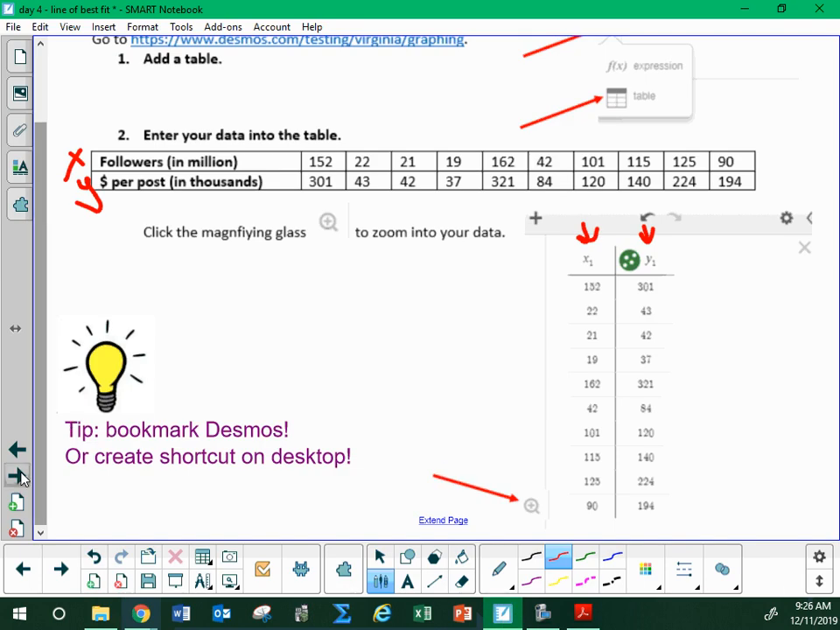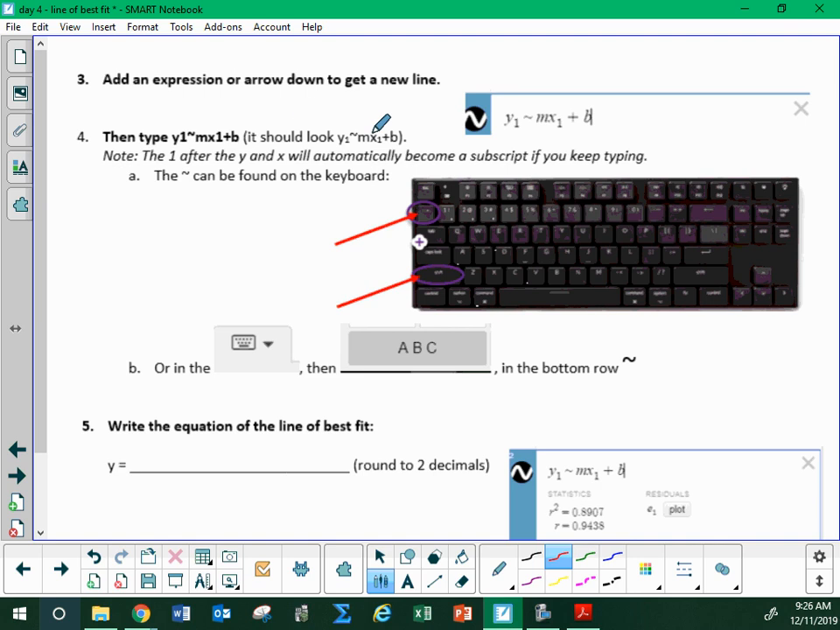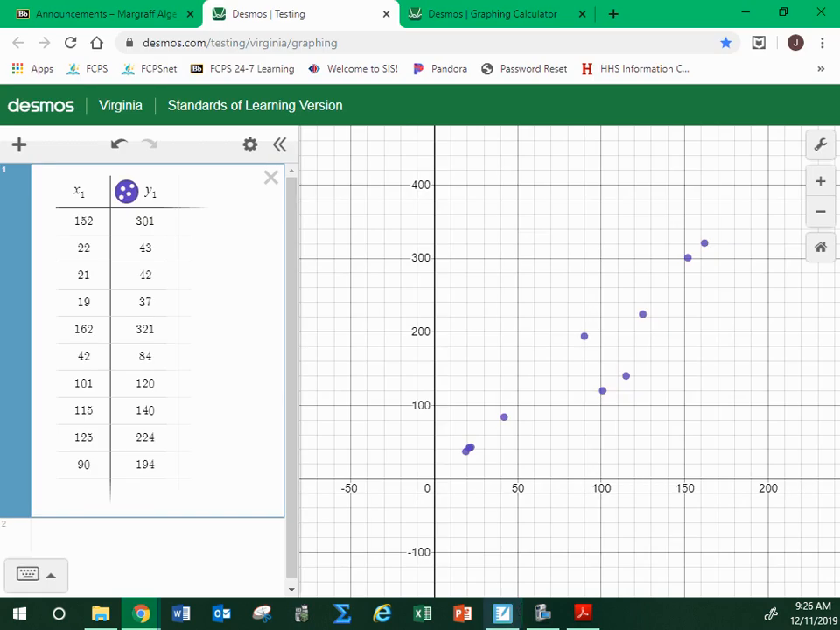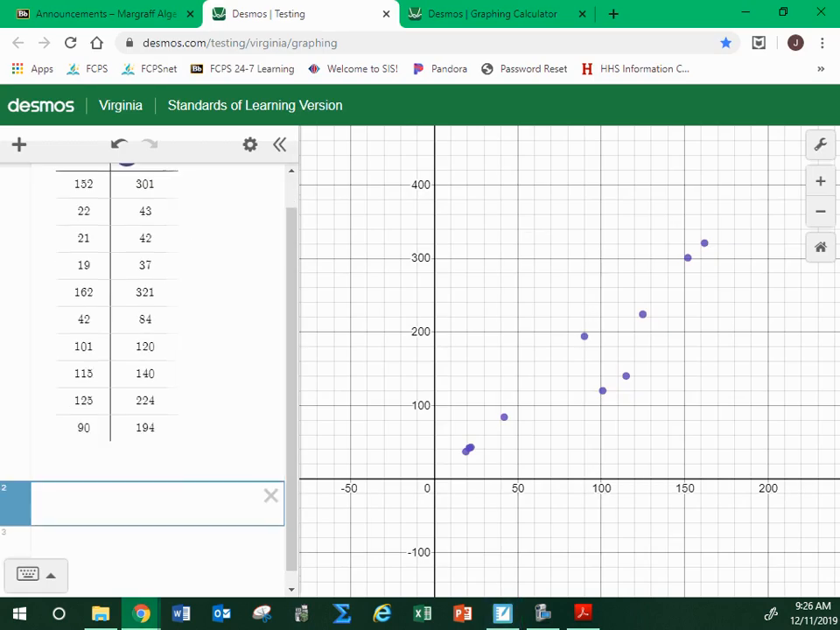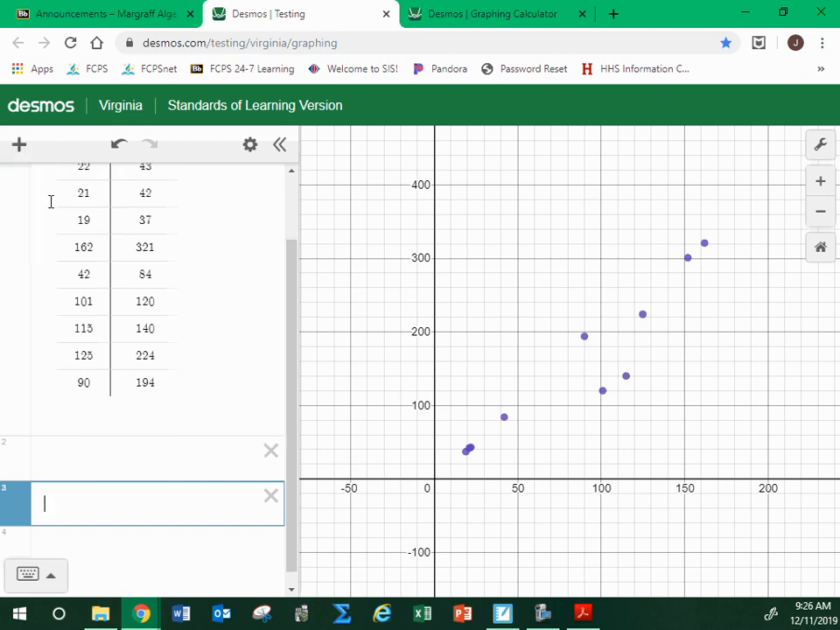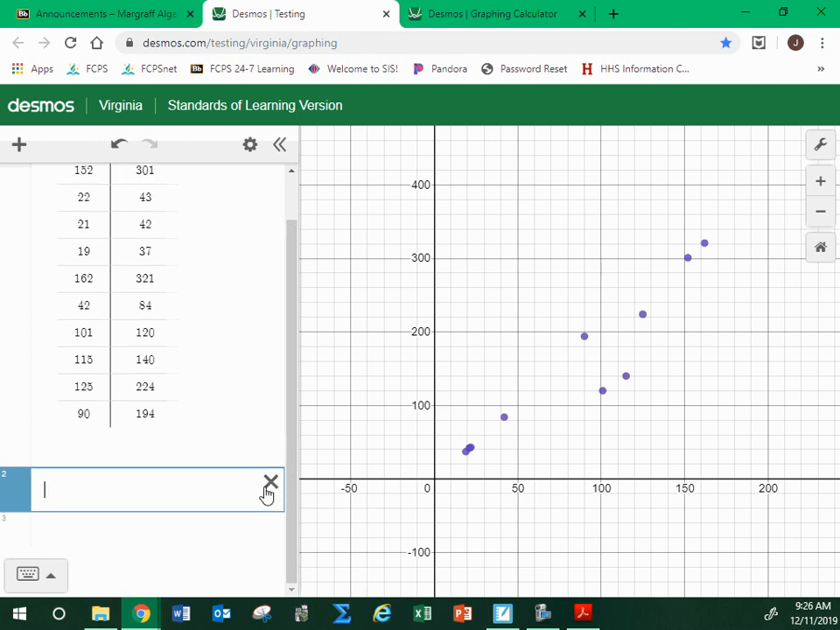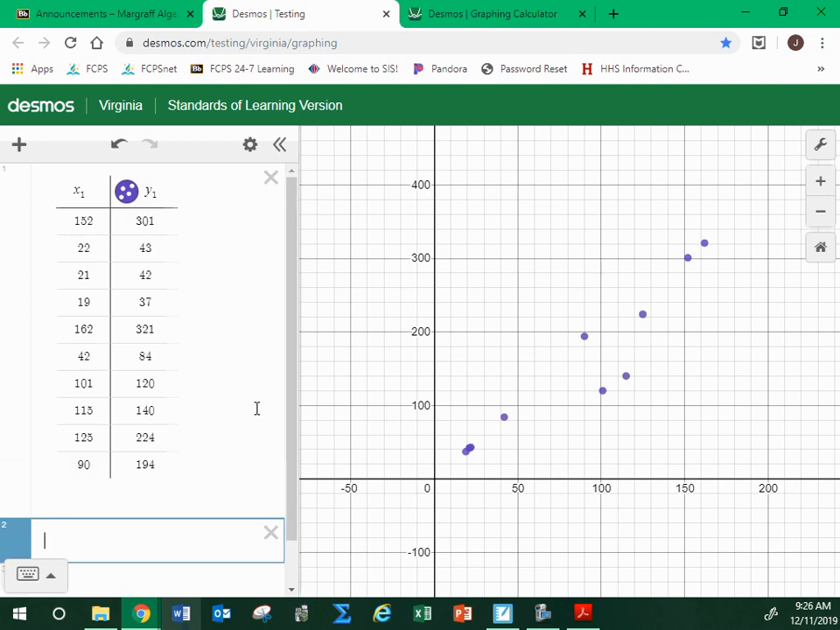Okay, so we hit the magnifying glass. So next up, how do we find our equation of best fit, or line of best fit? Okay, so on Desmos, what we do now is you can either hit enter to go to the next line, or you can hit the plus and choose expression. Either way, what we're going to do is type in our standard form. Now, standard form is y equals mx plus b. But if you notice, when Desmos created this table for us, it says x1 and y1. So we're going to say x1 and y1 as well. So that's what it's saying on our notes there.